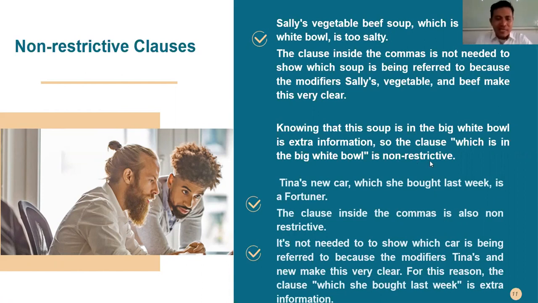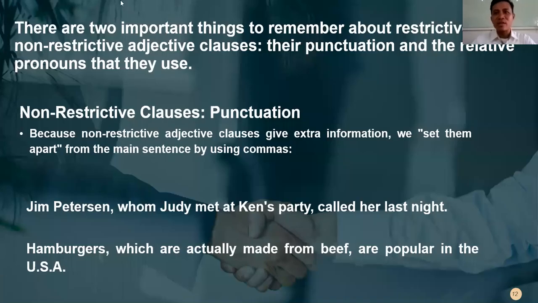I think you understand this, right? So the next sample is just like that, similar, the same. The one thing that I need to tell you is, there are two important things to remember about restrictive and non-restrictive adjective clauses: their punctuation and the relative pronoun that they use. The punctuation, what is punctuation? Punctuation is tanda baca, like a comma, full stop.